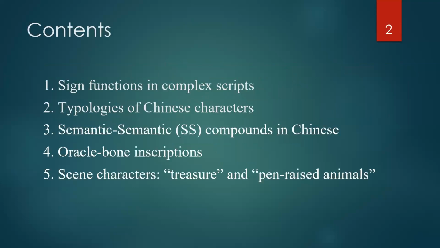First, I want to talk about sign functions in complex scripts in general. Then I will introduce the six traditional typologies of Chinese characters. Among them, the type of Huìyì characters is our main topic today. I will also introduce Oracle bone inscriptions in general, as we will discuss a special group of Huìyì characters inscribed on Oracle bones. Finally, I will show you two typical examples of scene characters, treasure and pen-raised animals.